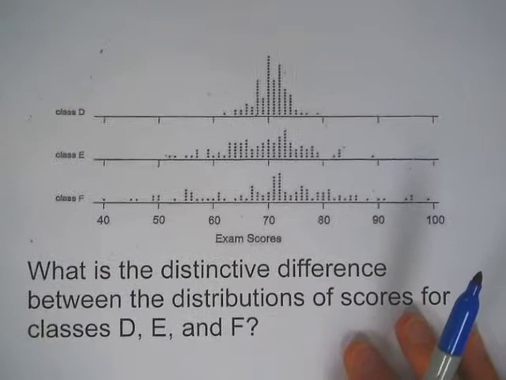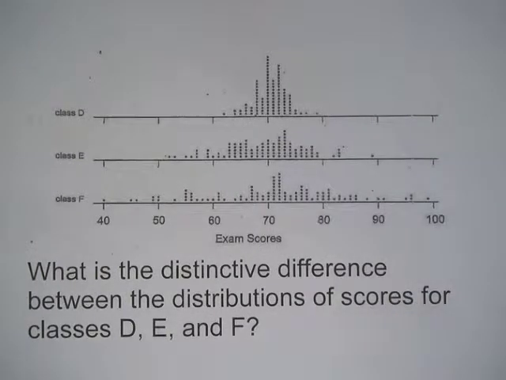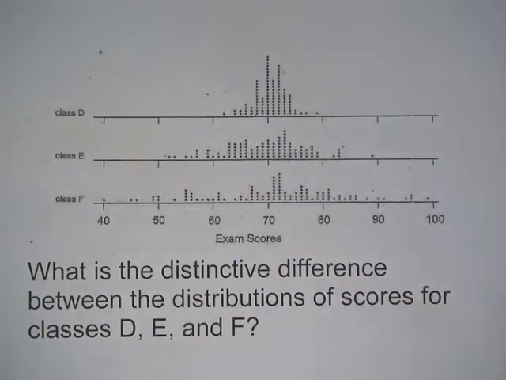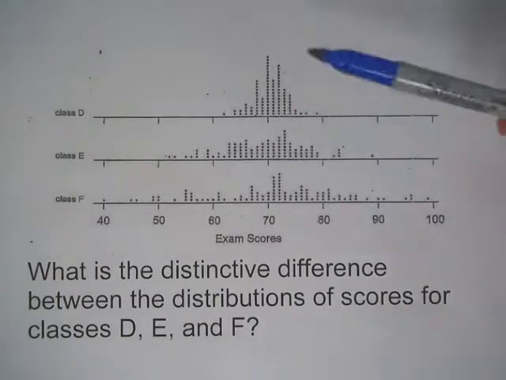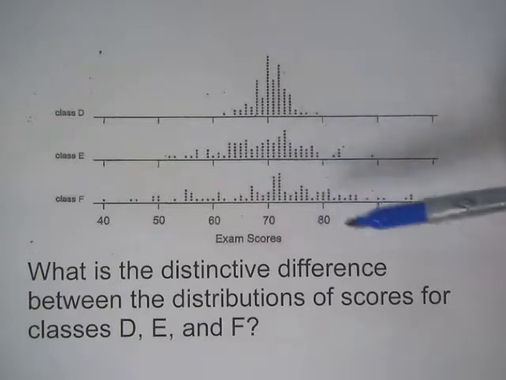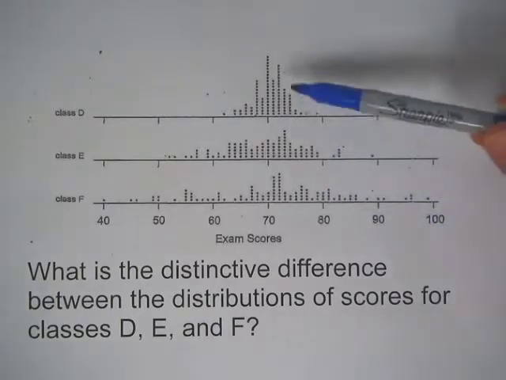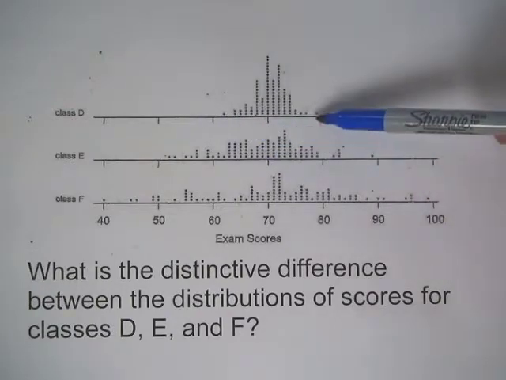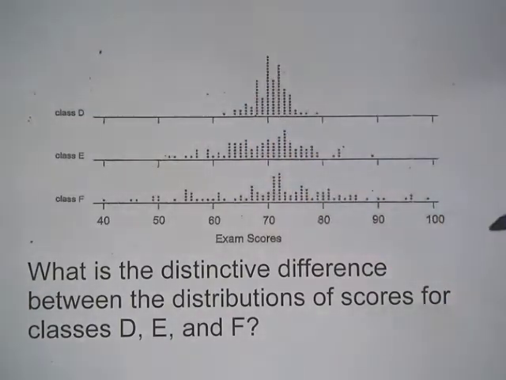Alright, so let's take a look at three new classes. These classes are D, E, and F. Again, let's think about the differences between these three classes. What is the distinctive difference among the distributions of scores for classes D, E, and F? Just take a minute to look at those three distributions. The major difference here is how spread out the data values are. In Class D just about everybody scored between 60 and 80. Nobody above 80, nobody below 60.